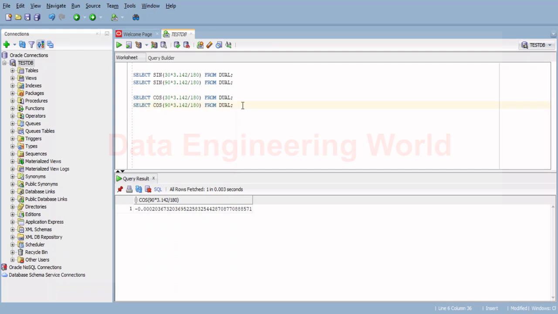At last, let's find out the tangent value of 30 degree, which is 0.5774 and so on. Let's calculate the tangent value of 90 degree also here, which is minus 4909.825942 and so on. So this is how we calculate sine, cosine, and tangent values of the angles.